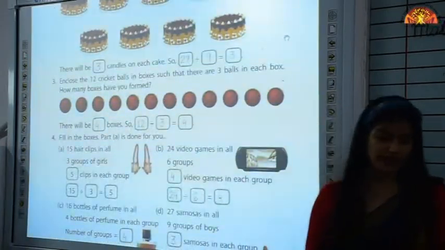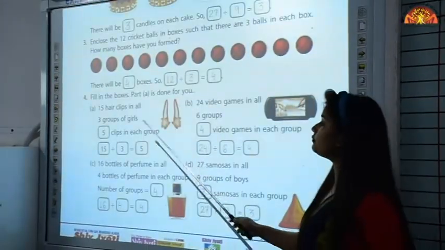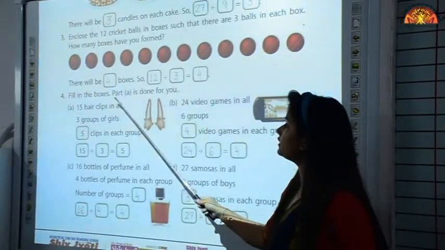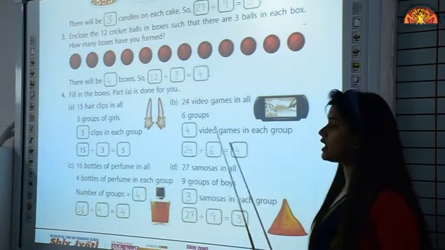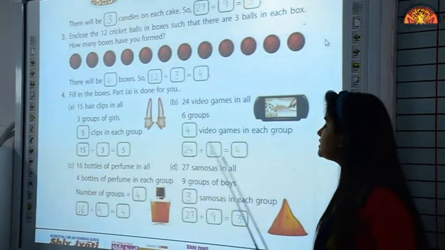Now we'll see the next question 4. Question number 4 is fill in the boxes. Part A is done for you. So now we are taking part B. We have to fill these boxes.